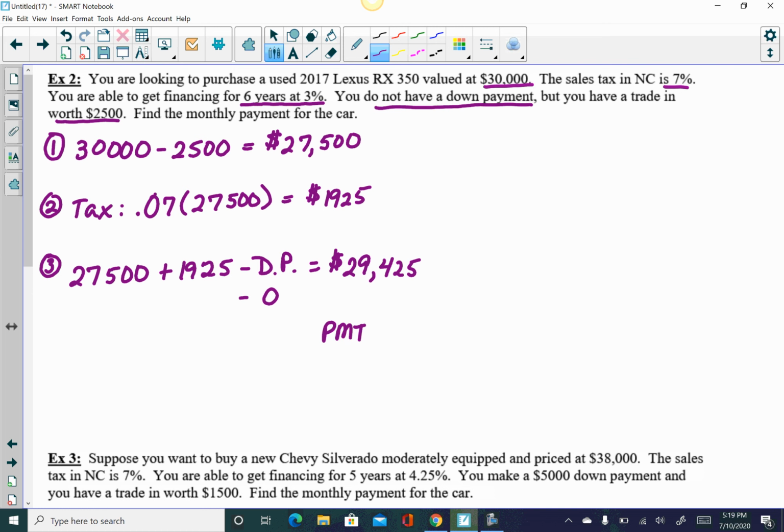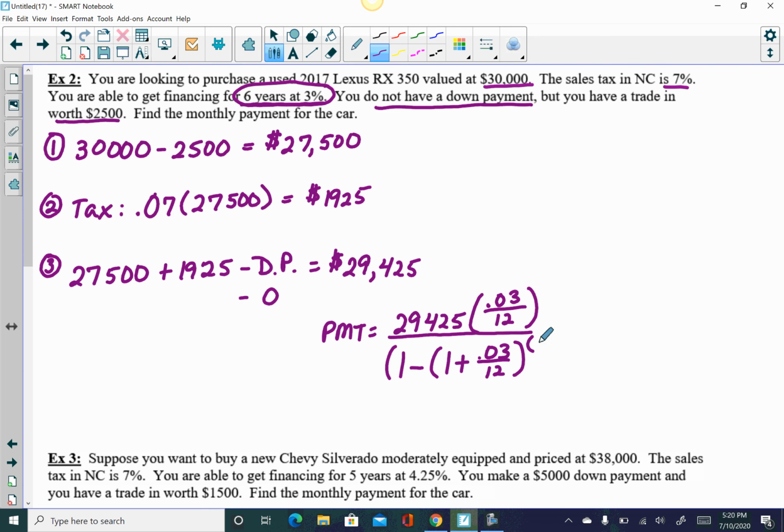Now we're ready for your monthly payment formula. So your payment is equal to that amount, 29,425, parentheses, your interest rate. Sometimes that goofs people up. Be sure you pay attention to the interest rate of the loan, not the sales tax interest rate. So 0.03 divided by 12, close parentheses, divided by, on the bottom, start a parenthesis, 1 minus, start another parenthesis, 1 plus, your rate, 0.03 divided by 12, close it, raise it to the negative 12 times 6, close it, close it.